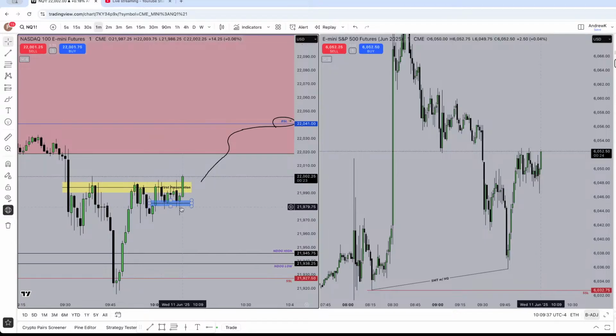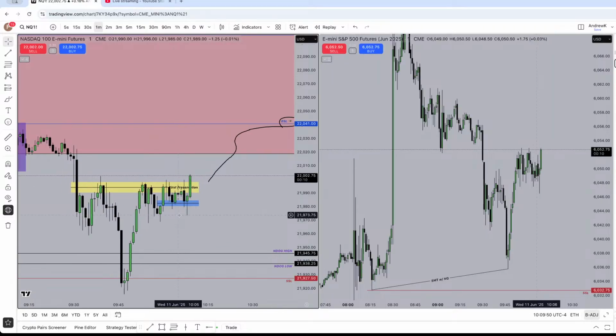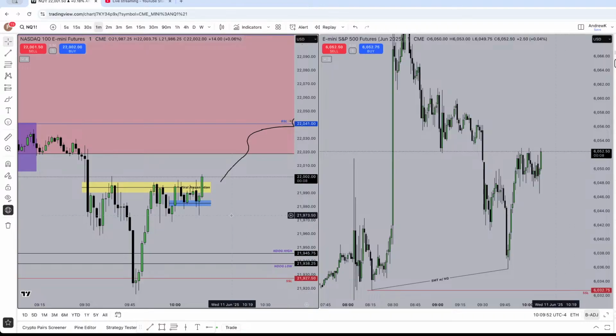What you can't do is be scared to buy things like that. That's all the more reason to add to a position if you know what you're looking at. A lot of people shorted that thinking, oh, we're going lower. No, no, no. You don't know what you're looking at.